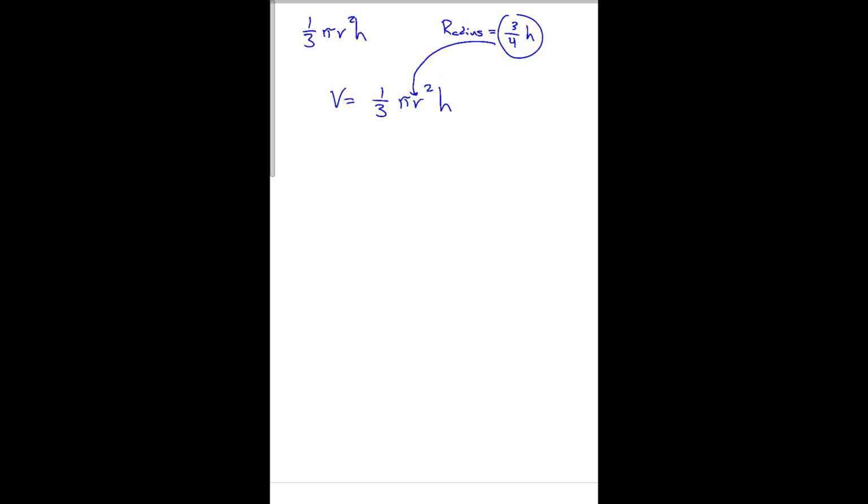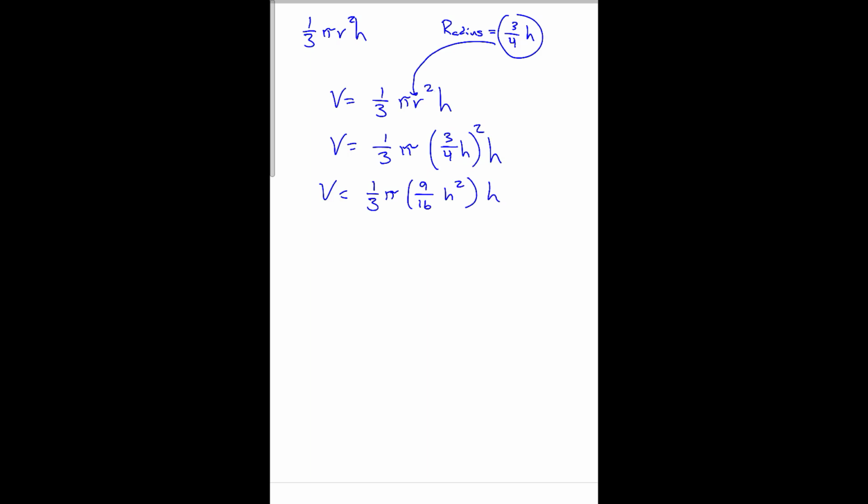So now what it would look like, your volume is equal to 1/3 times pi times (3/4 h) squared times h. So now we have to start simplifying. So V is still equal. Now what we're going to do is take care of that exponent. So that's 1/3 pi. Now you have to remember how to square a fraction. If you have questions about it, please let me know or email me or anything along those lines. So when you square the stuff inside the parentheses, that would be 9/16 h squared times h.